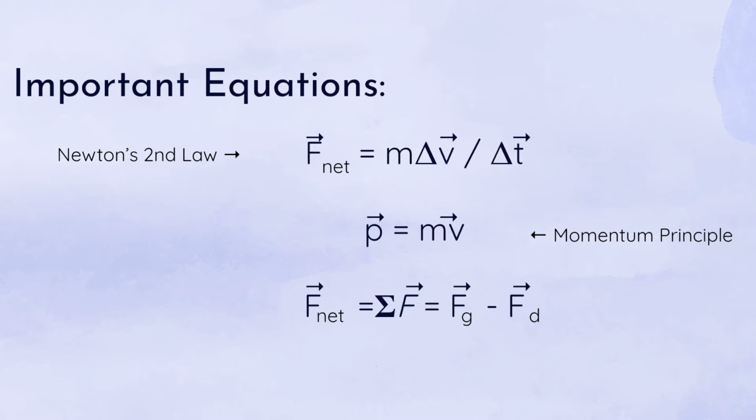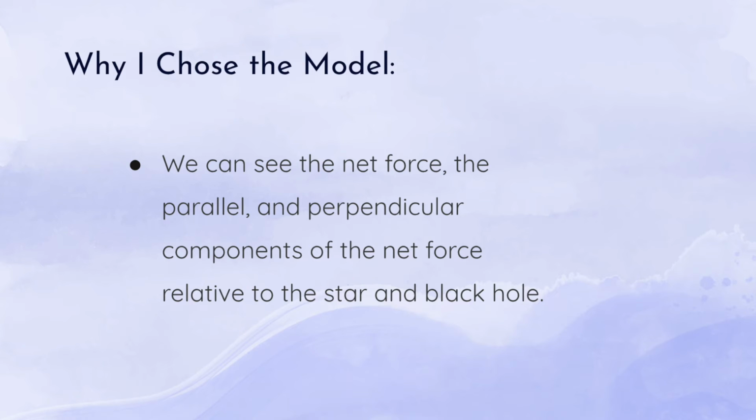A few important equations are Newton's second law and the momentum principle, which I mentioned earlier, and the net force equation, which states that the net force equals the change in momentum over the change in time, which equals the perpendicular forces plus the parallel forces, which equals the change in momentum over time, perpendicular, plus the change in momentum over time, parallel. Also, the force of gravity equals negative G times the mass of the first object times the mass of the second object divided by the distance between the two objects squared, where G is the gravitational constant. This model was chosen so that we could see the net force and the parallel and perpendicular components of the net force relative to the star and the black hole.